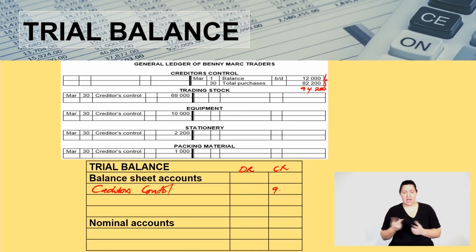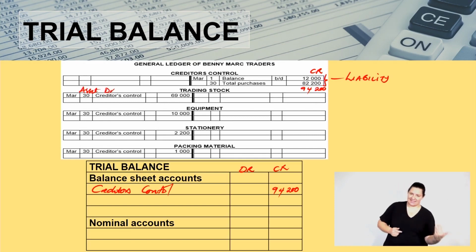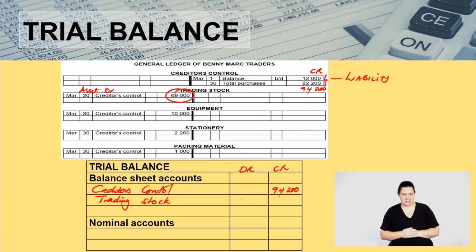I'm going to have my 94,200 because it is also on the credit side. Remember, this is a liability. And then I'm going to come to my trading stock. Trading stock, remember, it is an asset, hence it's on the debit side. So I will have my trading stock. And the amount on my trading stock is 69,000. So I'll come here, 69,000.